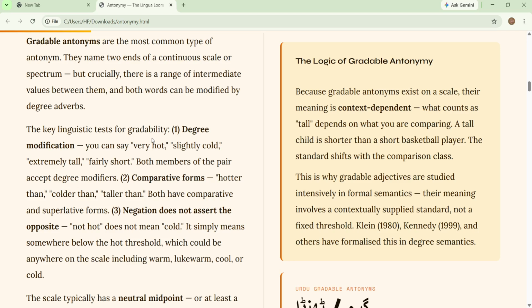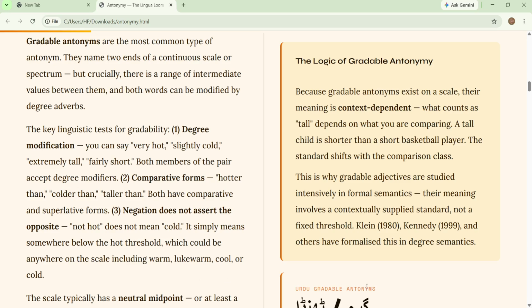So the key linguistic test for gradable antonyms is degree modification: you can say very hot, slightly cold, extremely tall, fairly short. Both members of the pair accept degree modifiers and comparative forms: hotter than, colder than, taller than. So these are examples of gradable antonyms. Both have comparative and superlative forms. Negation does not assert the opposite. Not hot does not mean cold. It simply means that something is not that hot.